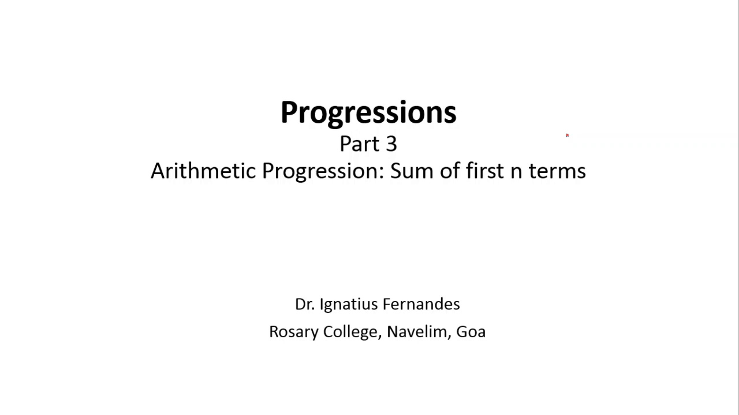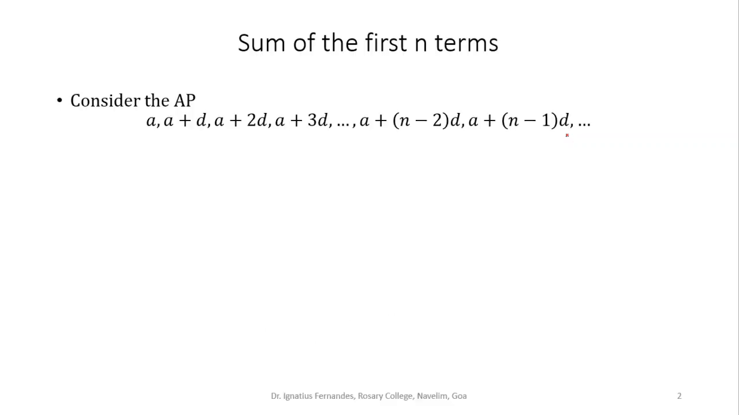Welcome back to module 3 of unit 3, Progressions, and we will be talking about the sum of the first n terms of an arithmetic progression. Recall that the arithmetic progression has a general form a, a plus d, a plus 2d, and so on. This is our first term, second term, third term, fourth term, and in general this is our nth term, and that's how we had written the nth term: Tn is a plus (n minus 1) into d.